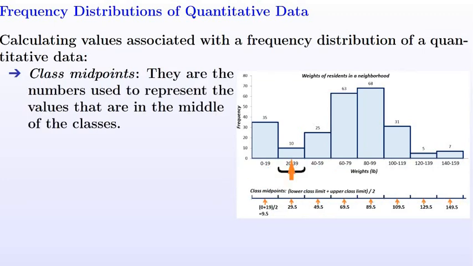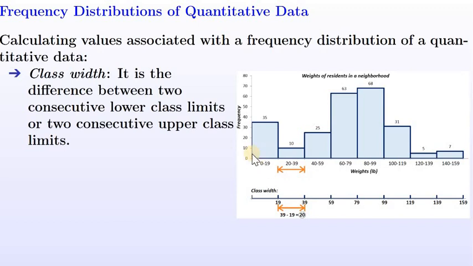Class midpoints are the numbers used to represent the values that are in the middle of the classes. So in this histogram, these are the midpoints. They are calculated by adding the lower class limit and the upper class limit and dividing that number by 2. So this is how you get these numbers, which are also class midpoints.